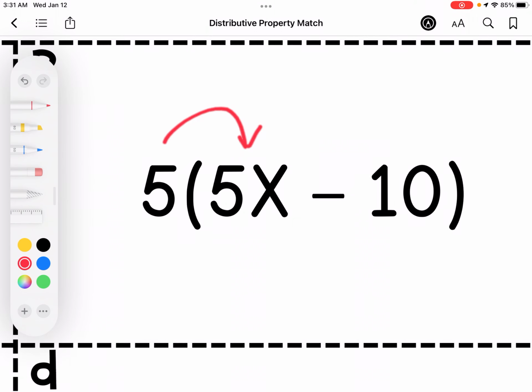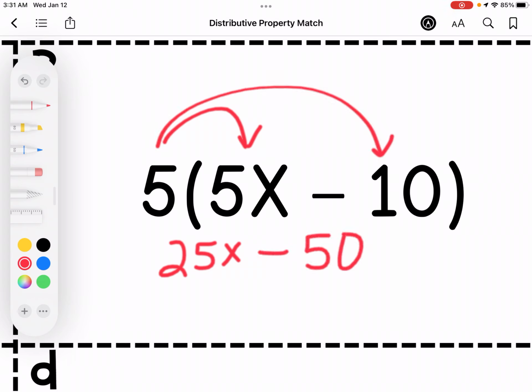So 5 times 5 is 25. Bring the x along for the ride. 5 times 10 is 50. So I have minus 50.